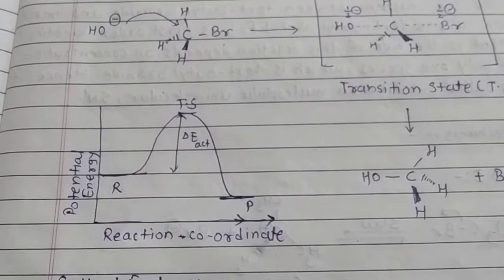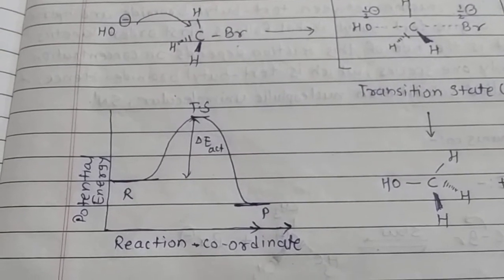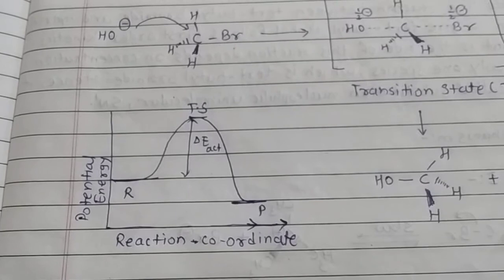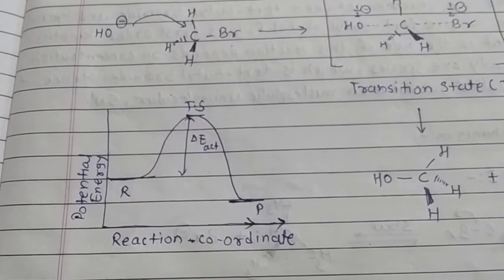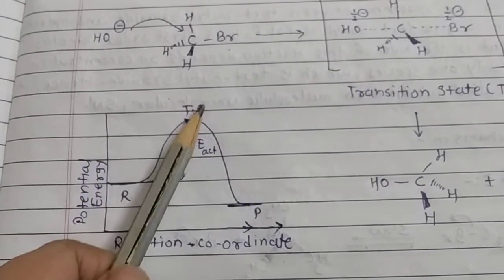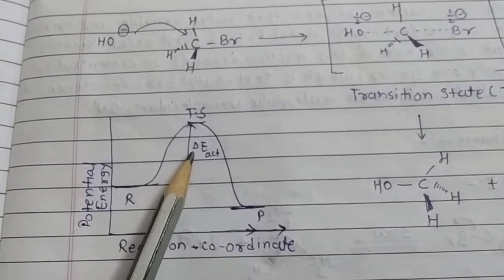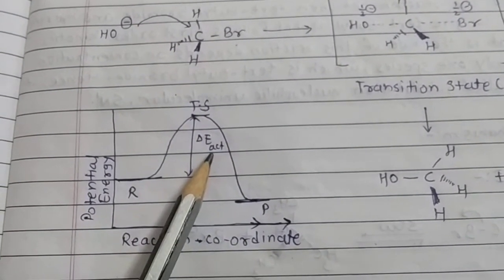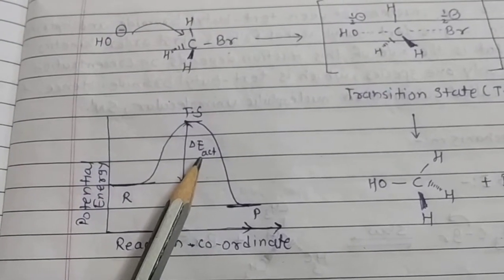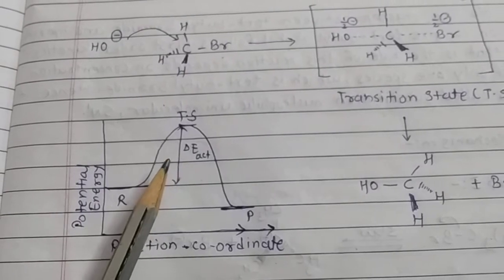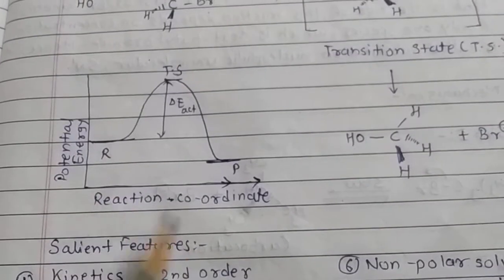And this is the energy profile diagram for SN2 reaction. On the x-axis there is the reaction coordinate, and on the y-axis it is potential energy. Only one transition state is there in SN2 reaction. Delta E is the activation energy. The minimum energy required to overcome the transition state is known as activation energy.